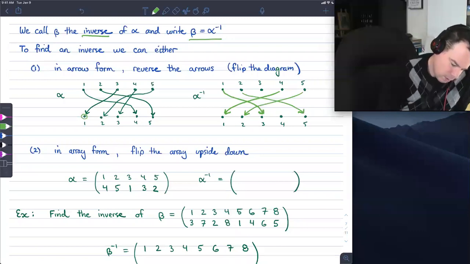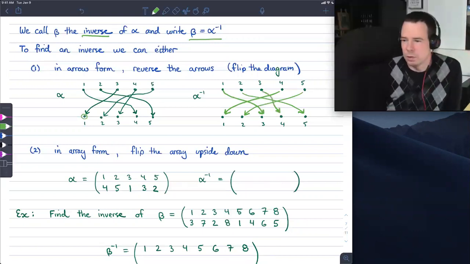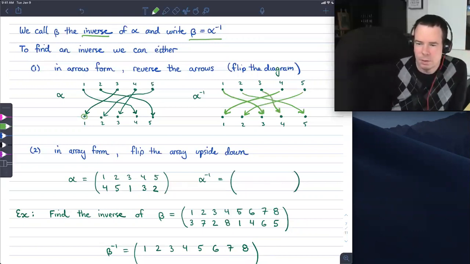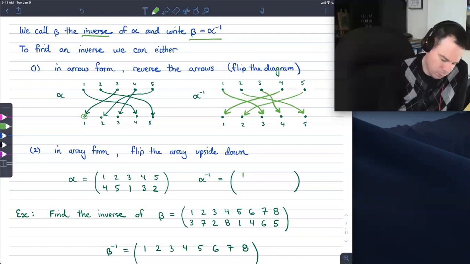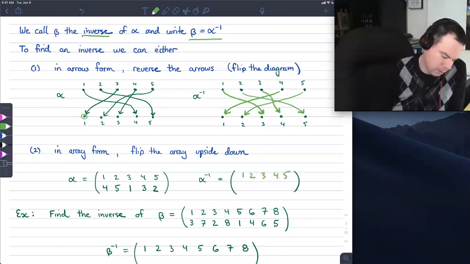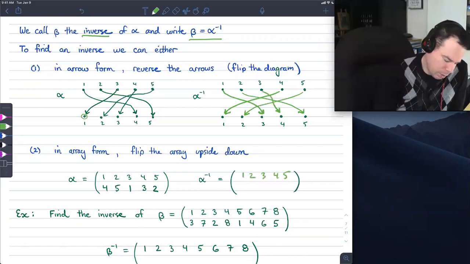And 4 went to 3, so 3's got to go to 4. So we just reverse all of the arrows. In some sense, you just flip the diagram upside down. Same for the array form, 1, 2, 3, 4, 5. I'd start at the bottom row now, and then just read off the top row.